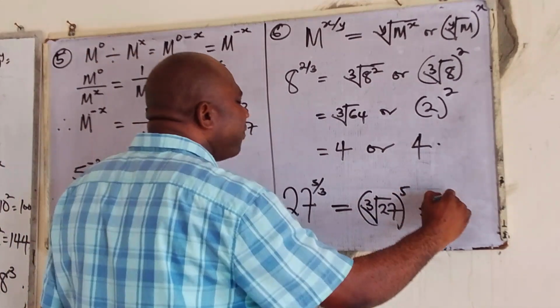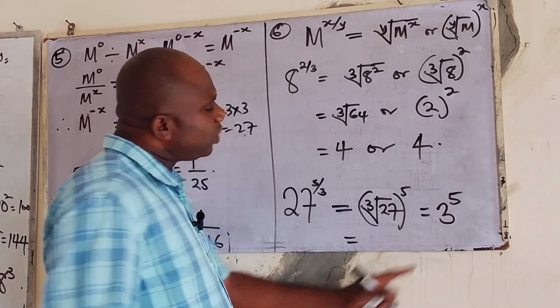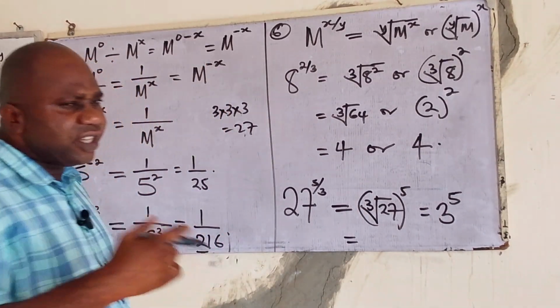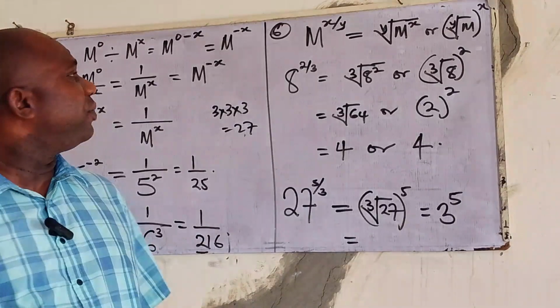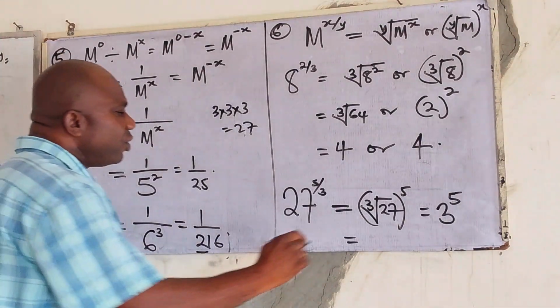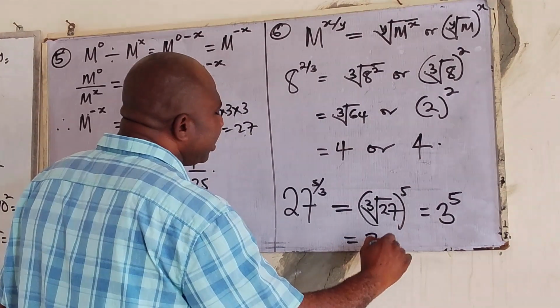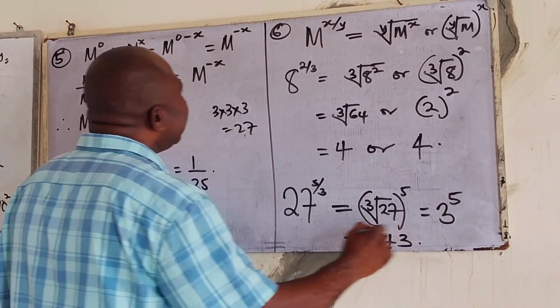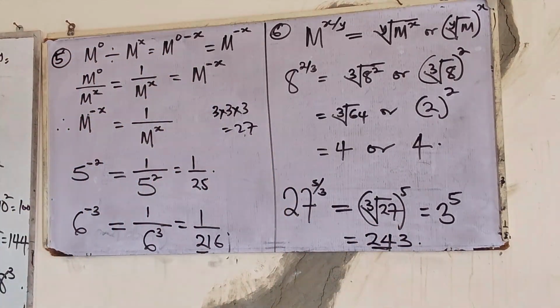And here we have power 5. And here we all know that 3 power 5 is 3 times 3 times 3 times 3 times 3, 5 places. Yes, and that will give us 243. Now, this is the sixth law. Yeah, this is the sixth law.